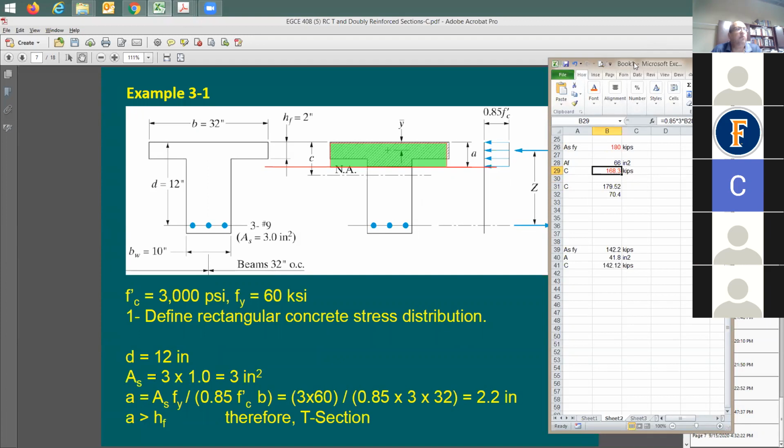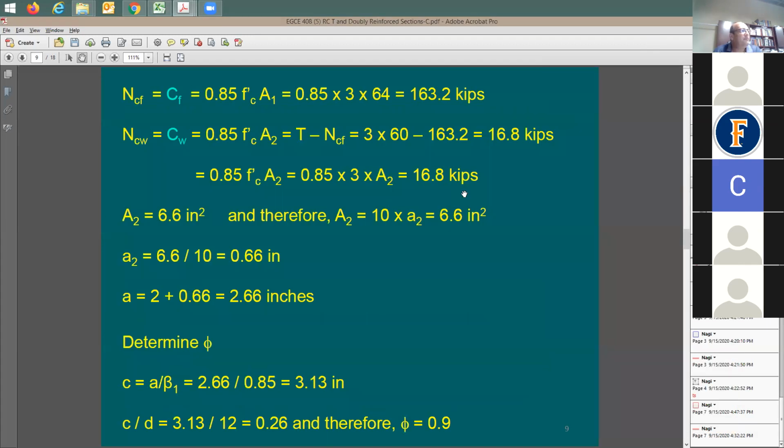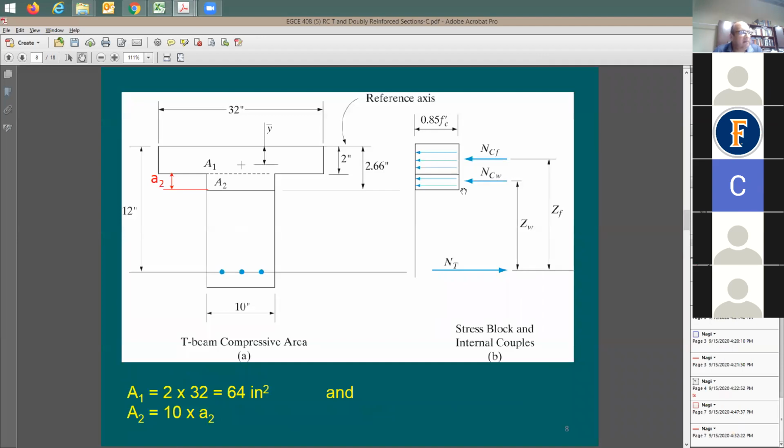The only way to gain more compression is to move this A down a little bit, so you gain more area exposed to compression. How is this going to get done? Just look here at this diagram. Instead of having one compression force, I'm going to have 2 compression forces. One of them is going to go to A sub 1, which means the flange only. And how much is the area of the flange? You say 2 times 32. It's going to be 64 square inches.